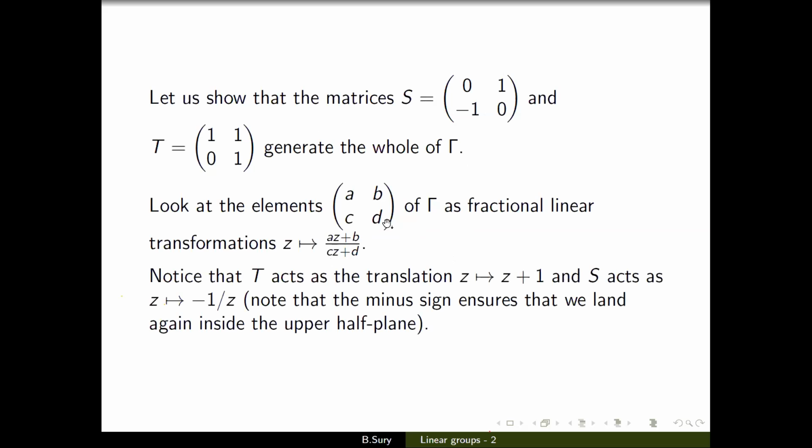Okay, so what is the matrix T by this action? T is nothing but translation, because it is Z plus 1 divided by 1. And what is the action of S? It is just 1 divided by minus Z. So this is some kind of inversion. The reason for the minus sign is that we ensure that the point is again on the upper half plane. If you are taking 0, 1, 1, 0, then it will be 1 by Z. The point on the upper half plane goes to the lower half plane. We are keeping it on the upper half.